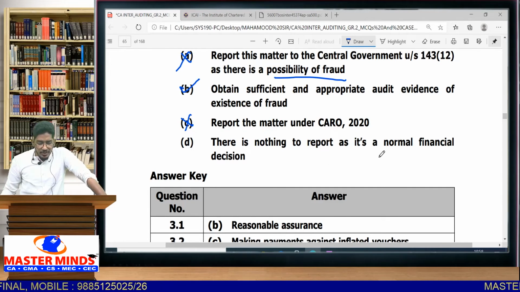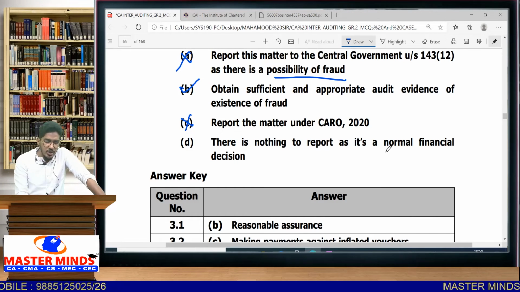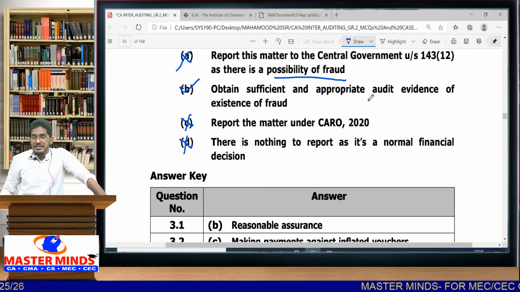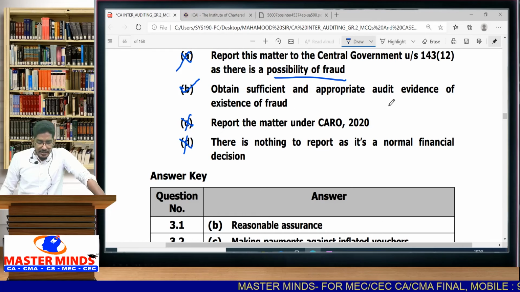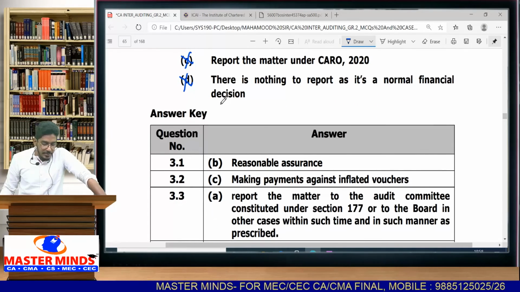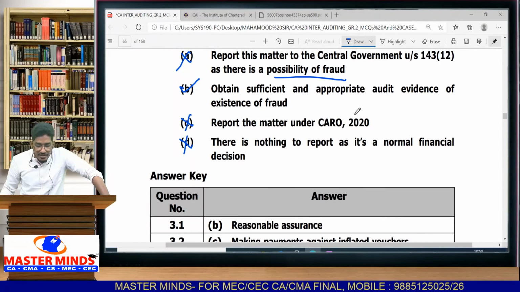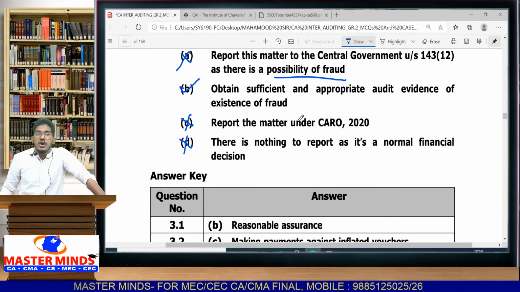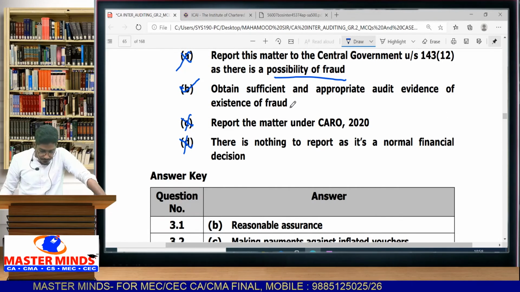There is nothing to report as it's a normal financial decision. It is not a normal financial decision. It is some suspicious transaction. It is some of the fraud risk factor. Right. Now you have to do procedures to obtain evidence whether fraud is there or not. It is not a simple transaction and you can't ignore it. So what is the correct option? B is the correct option. You have to obtain sufficient and appropriate audit evidence of the existence of fraud.